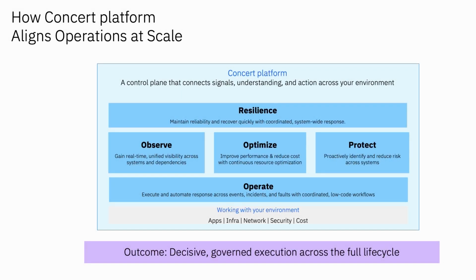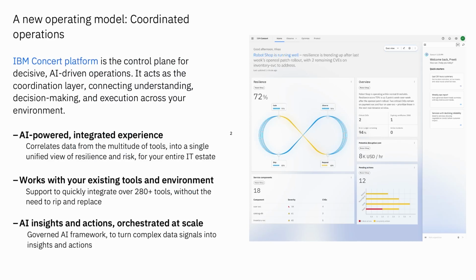IBM Concert is a new platform that brings together numerous tools and capabilities to provide agentic operations at scale. It provides modules for observability, security, and operations, providing a full breadth of capabilities for all IT operations. Concert acts as an operational control plane, augmenting your existing tools without having to replace them.